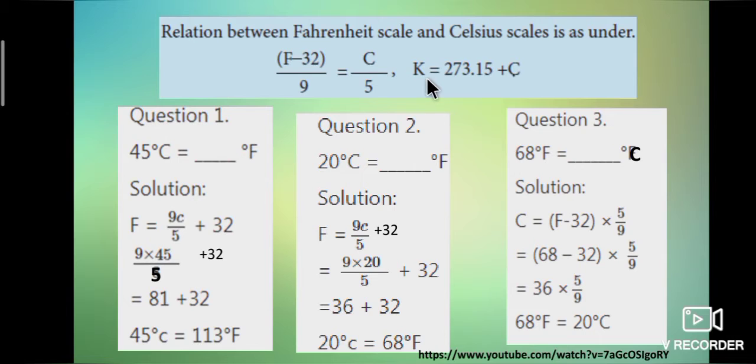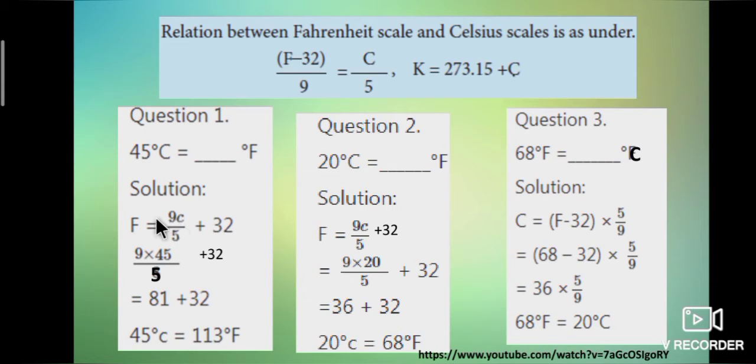Let's see some more problems. As we all know, the relationship between Fahrenheit scale and Celsius scale is (F minus 32) divided by 9 is equal to C divided by 5. K is equal to 273.15 plus C. First problem, want to change degree Celsius into degree Fahrenheit. 45 degrees Celsius is equal to how much degree Fahrenheit? Let's see the answer. From this formula, we will find the Fahrenheit, that is F is equal to 9C divided by 5 plus 32.